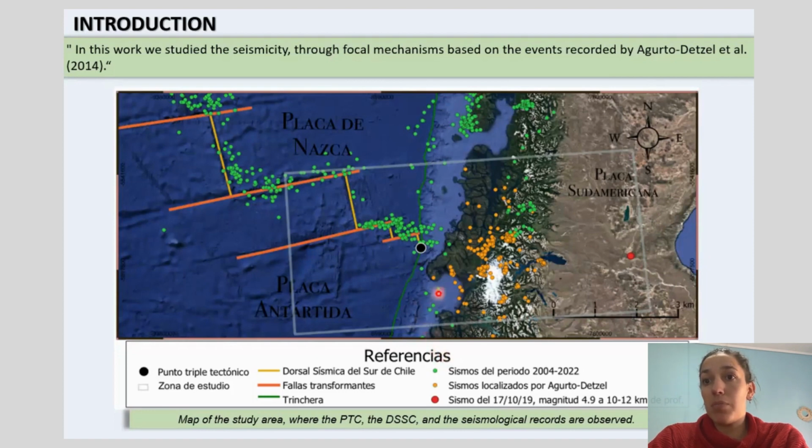We have the PTC here in this map, the place where three plates intersect. We have the Nazca and Antarctic plates, which subduct below the South American plate. When the PTC subducts, it generates a slab window over the South American continent that lowers the seismic potential of the area.